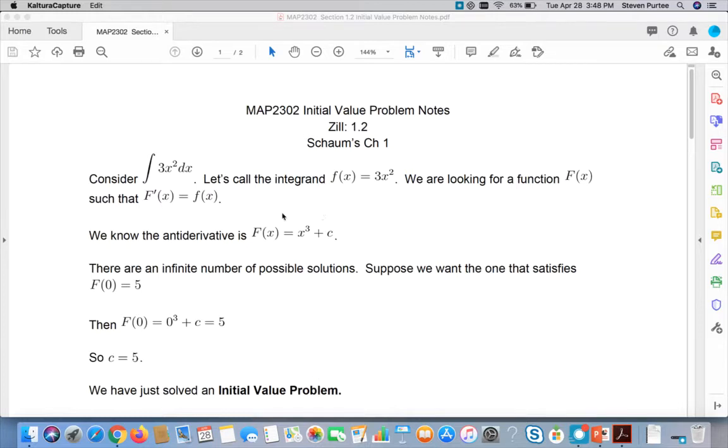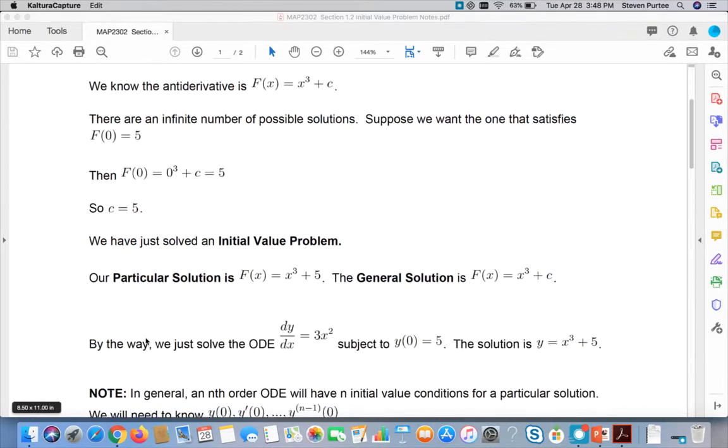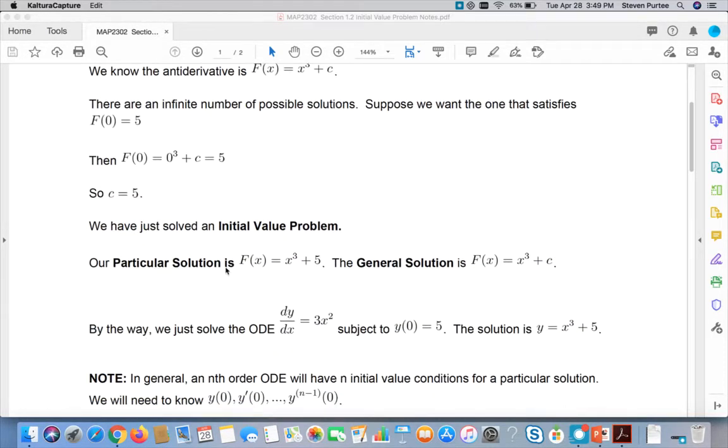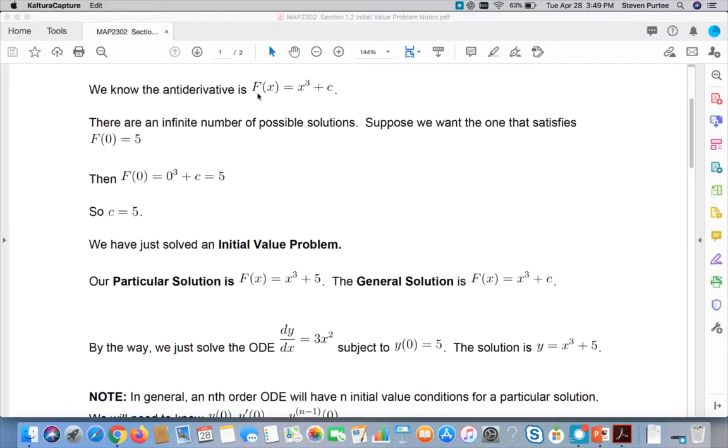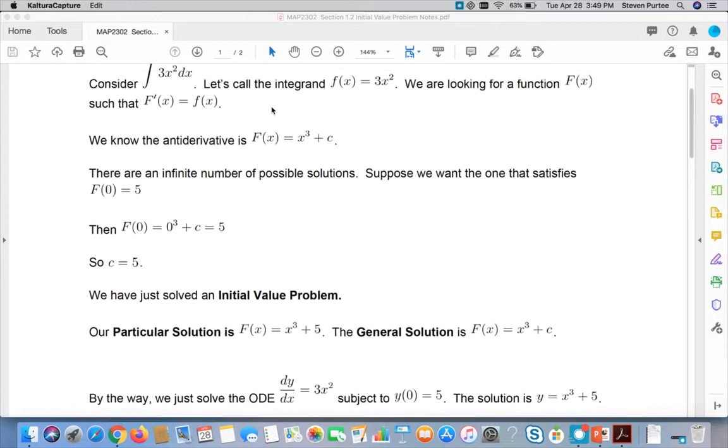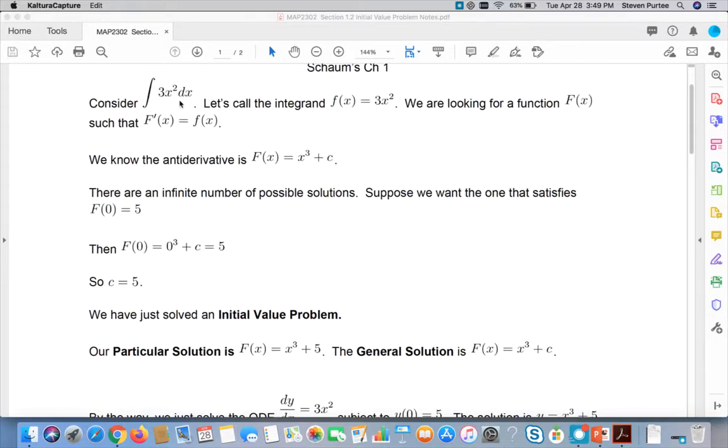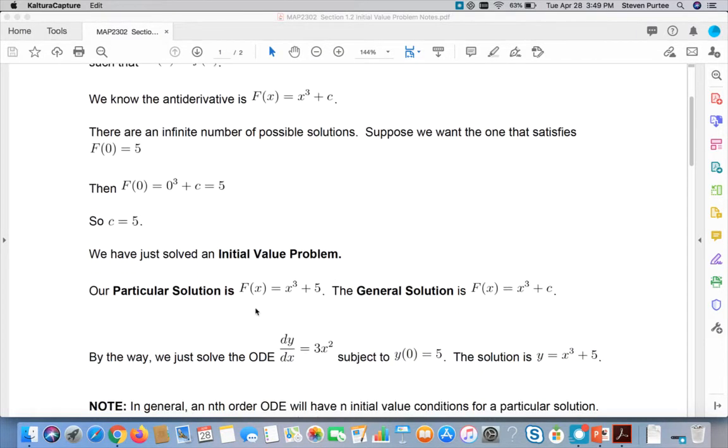So instead of having an infinite number of solutions, we have one of them in particular. We call that a particular solution. So this function here was the general solution to this antiderivative. This function here is one of the particular solutions. And I could have given it a new name instead of calling it f. That doesn't really matter here.